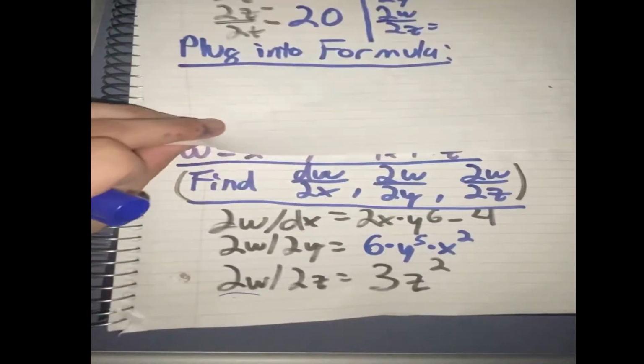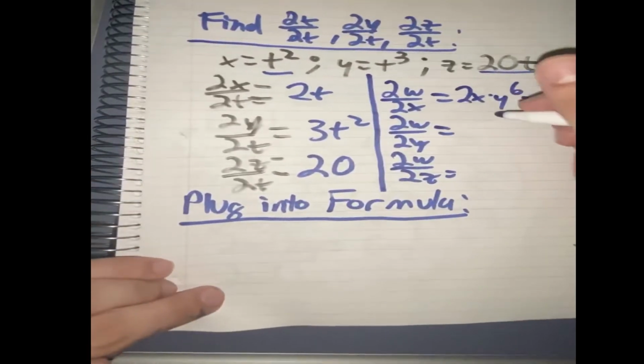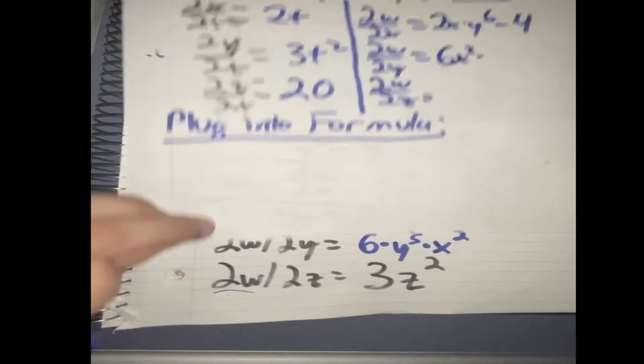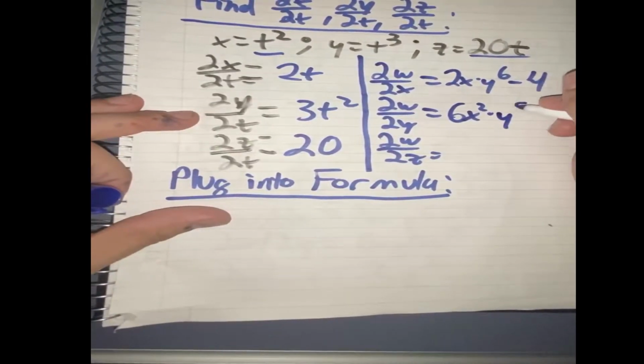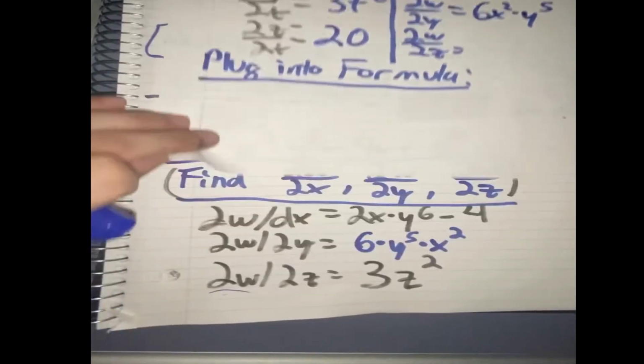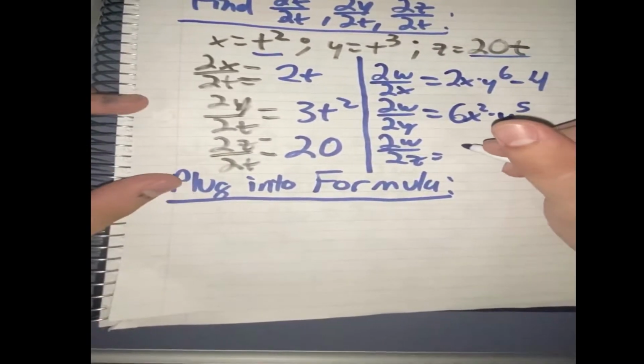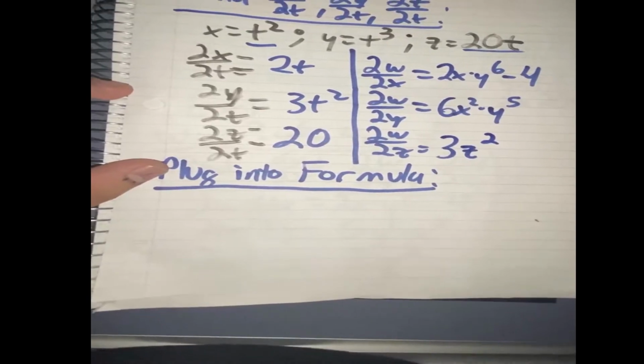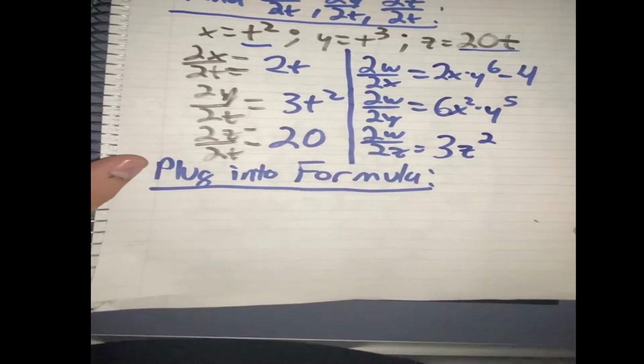Partial derivative with respect to y would be 6x squared y to the 5th. Partial derivative with respect to z would just be 3z squared. So now we just plug them into the formula.